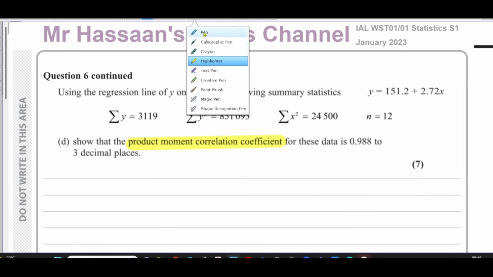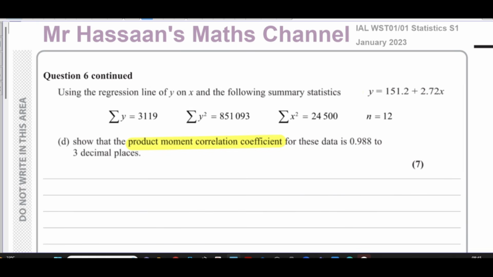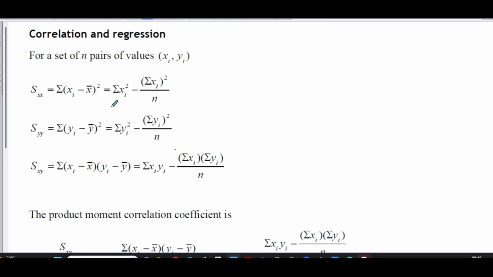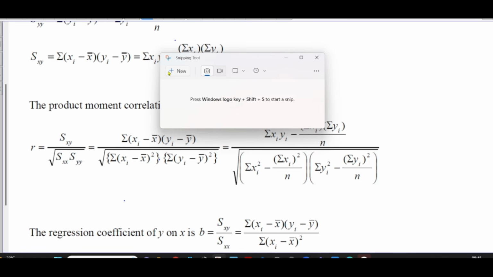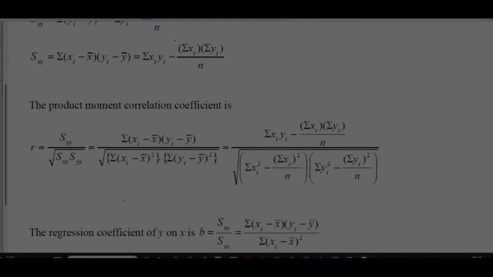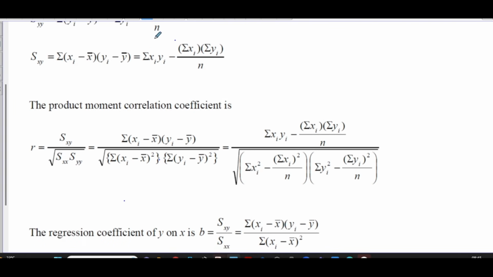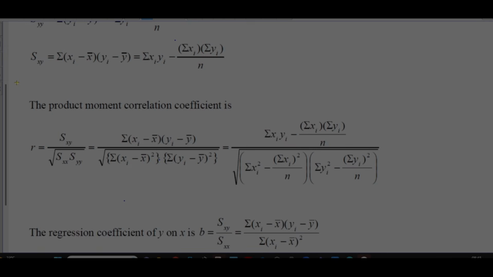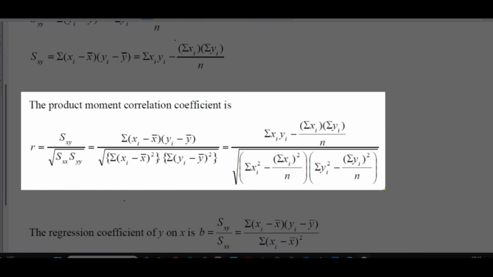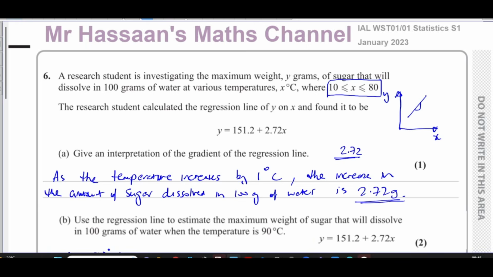Well, if you look in your formula book, you will see it mentioned. So go back to the formula book, and we'll see that it says the product moment correlation coefficient is, and they give us all these formulas. So I'm just going to copy all of this and put it exactly where we need it on the other page. Okay, so we've got this information here, which I'm going to paste on that page that we were on.